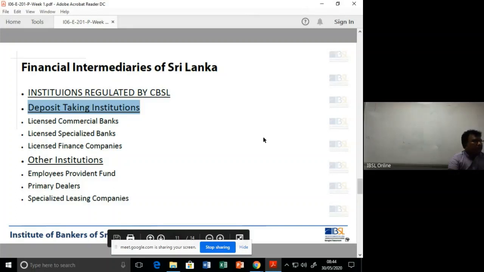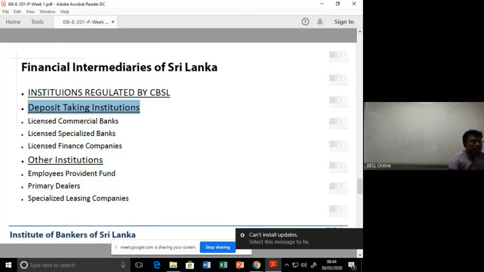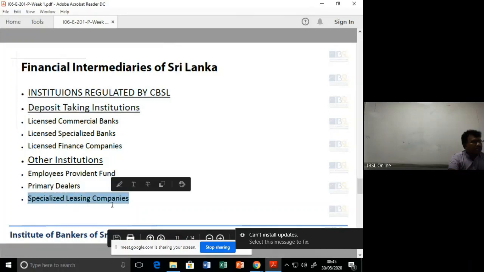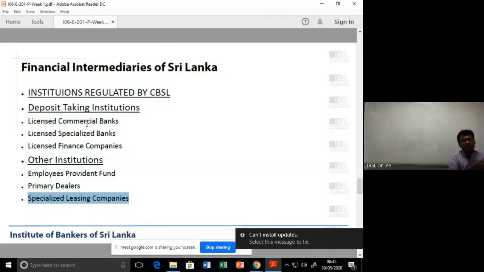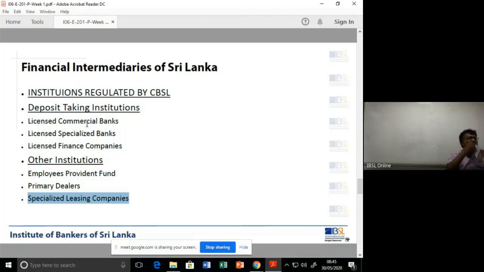Now you are reading between the lines. These are the institutions regulated by the central bank. Under that, you have 2 categories: deposit taking institutions, and other institutions. My question was on specialized leasing companies, SLC. SLC lies not in the category of deposit taking institutions. So what does it mean? That means a specialized leasing company cannot accept deposits. So your answer is valid, no.